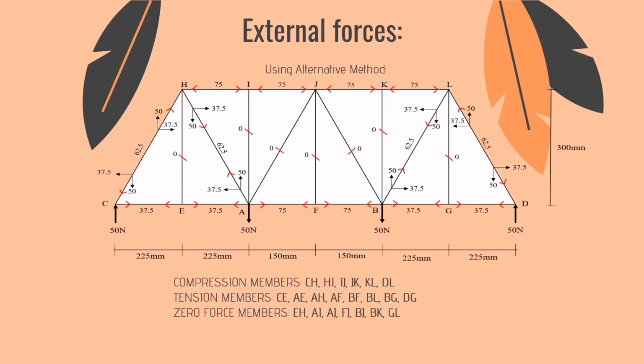Okay, next, by using the alternative method, we find the external forces. As you can see, the compression members are CH, HI, IJ, JK, KL, and DL. The tension members are CE, AE, AH, AF, BF, BL, BG, and DG. And the last ones are zero force members, which are EH, AI, AJ, FJ, BJ, BK, and GL.